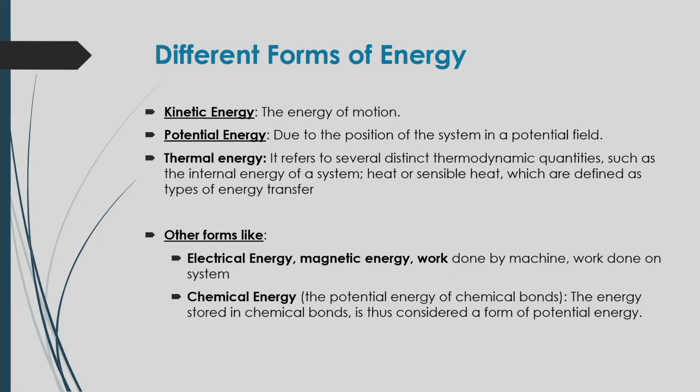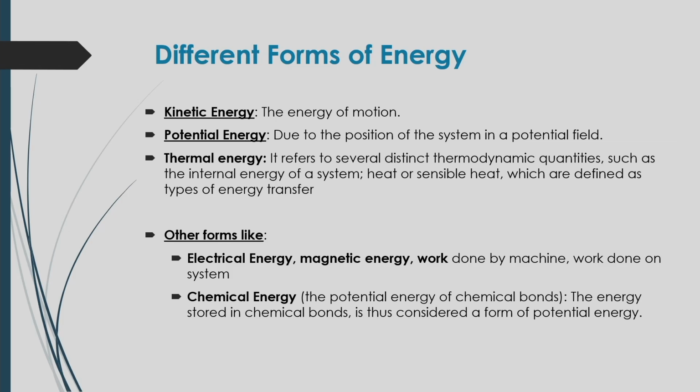So, that is why you can say that potential energy is basically due to the position of the system in a potential field. And thermal energy refers to several distinct thermodynamic quantities, such as the internal energy of a system, heat or sensible heat, which are defined as types of energy transfer. Other forms like electrical energy, magnetic energy, work done by a machine, work done on a system.